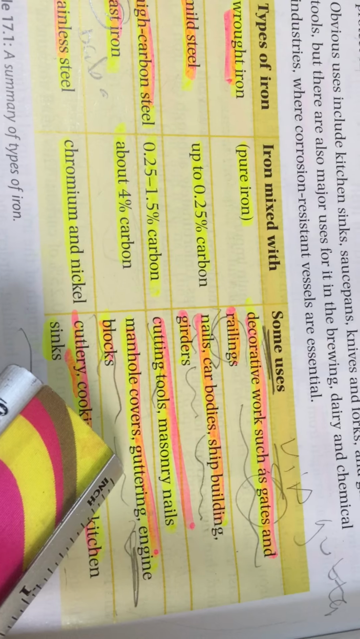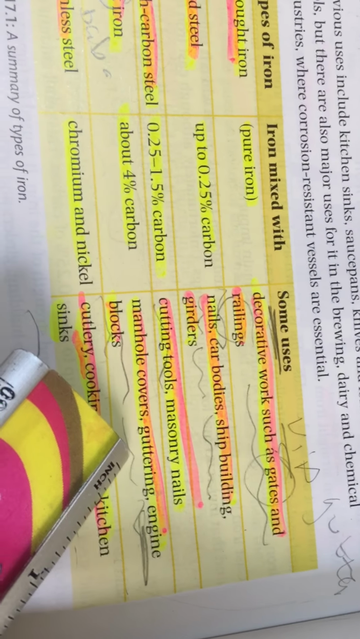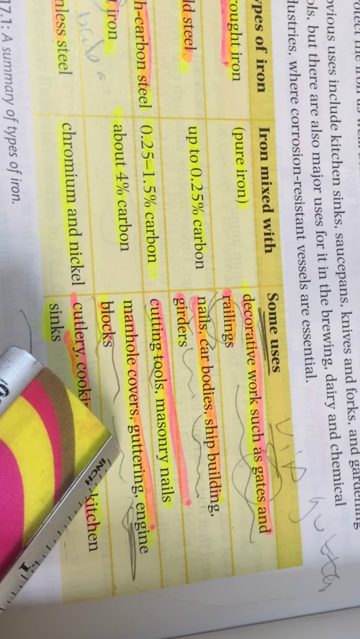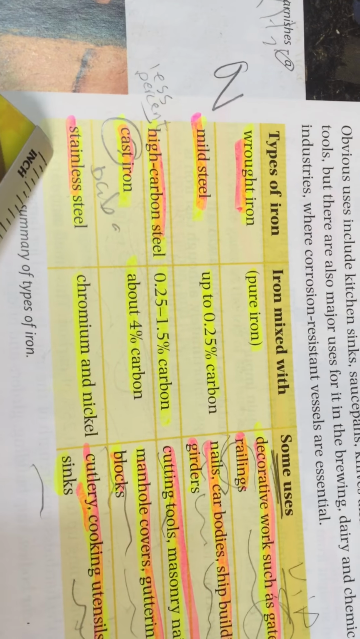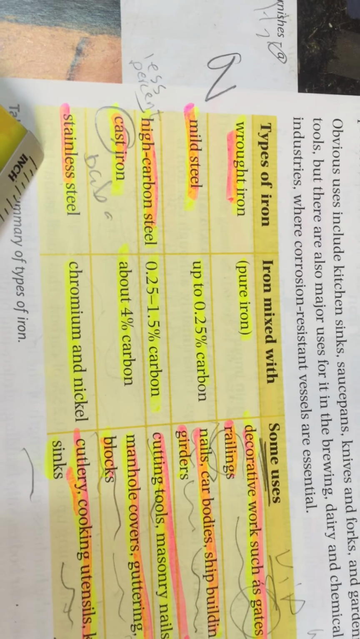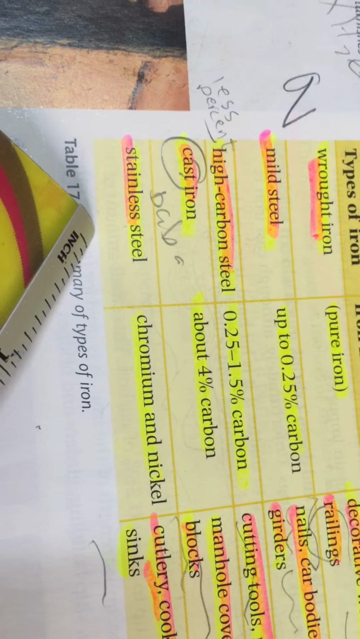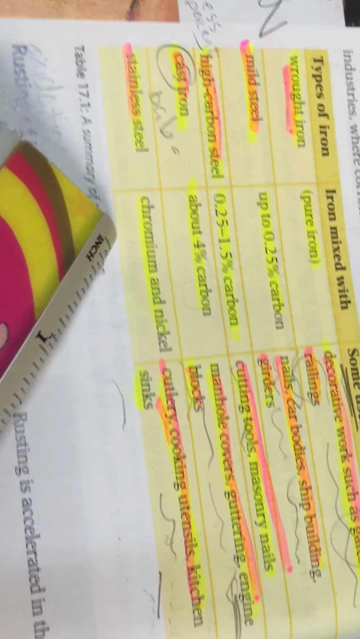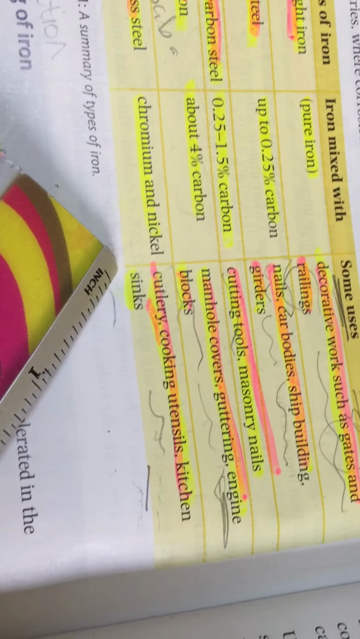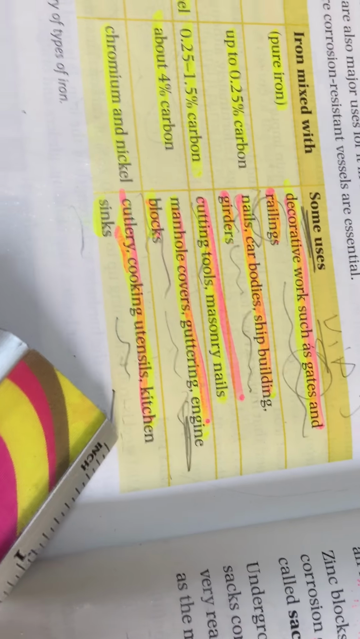Okay, we use it in engine blocks and guttering. So I took till now 1, 2, 3, 4. This is the fifth kind, stainless steel, which is an alloy. Contains chromium and nickel with iron. Okay, we use it in kitchen sinks and kitchen utensils.